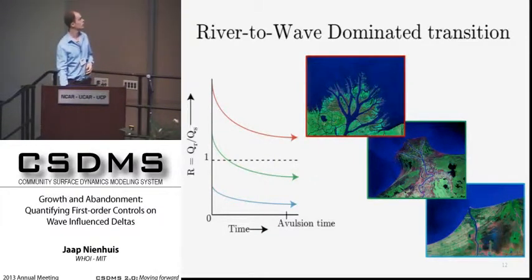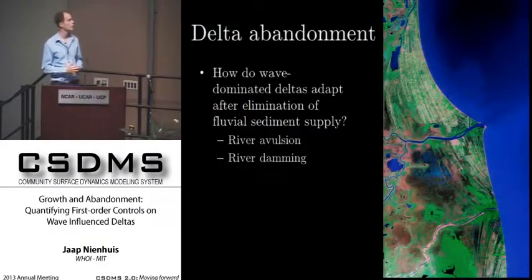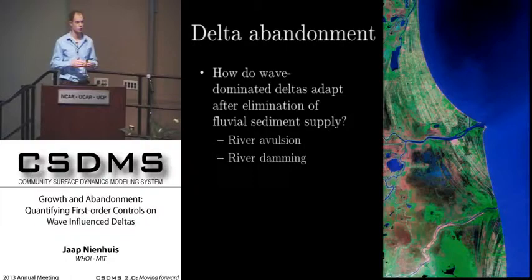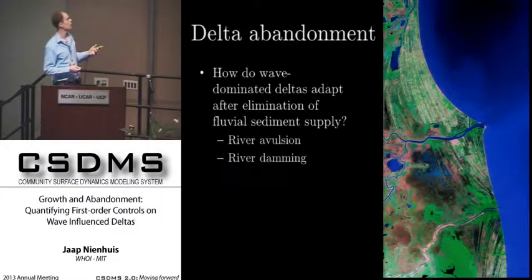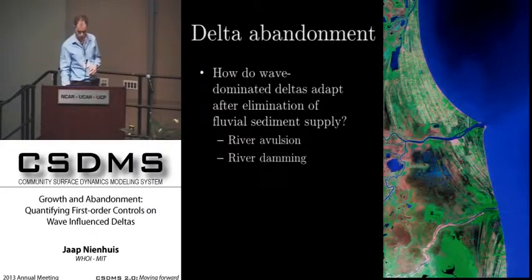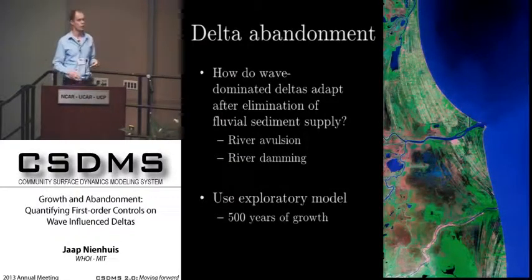So now we're changing gears a bit and looking at abandonment of deltas. In the same picture, you see an abandoned delta with the preserved beach ridges. We were interested in what types of behaviors you can expect if you cut off the sediment supply to a delta, and what the waves will do. How will waves affect the morphology of a delta? Those are the behaviors you can expect if you have an avulsion or river damming. We used the same model and modeled 500 years of growth, and then we shut down sediment supply.